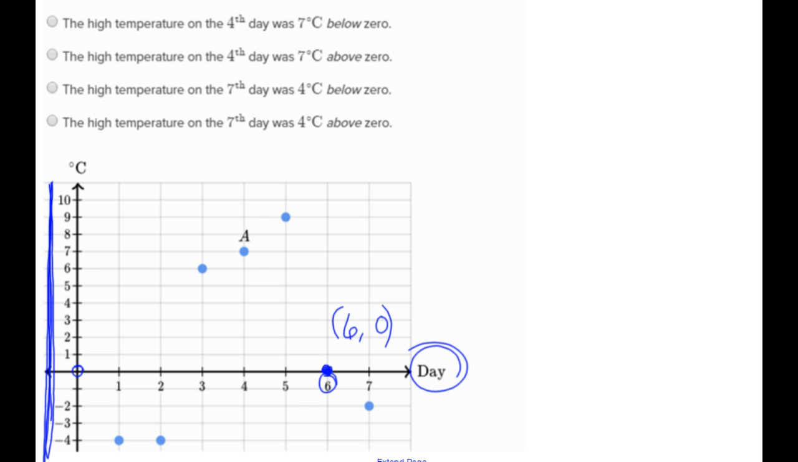Celsius. And then what is the meaning of point A? Okay, here's point A. If we look at the day first, on the 4th day, it is 7 degrees Celsius. So on the 4th day, it is 7 degrees Celsius. Now notice this is above the day line, which means it's above 0. So it is 7 degrees above 0. So it is our second one.